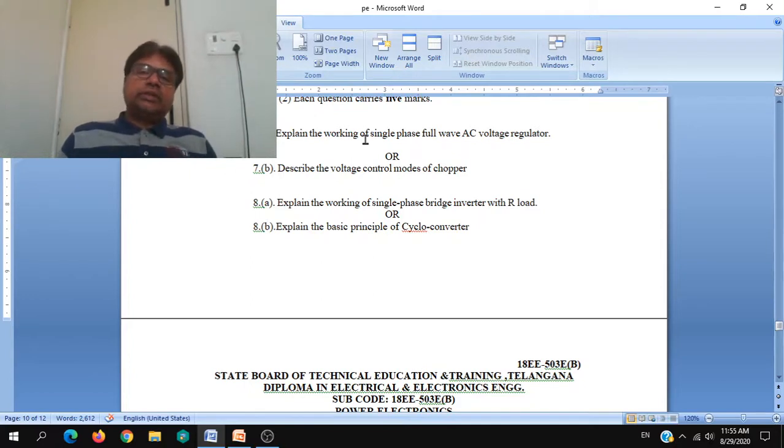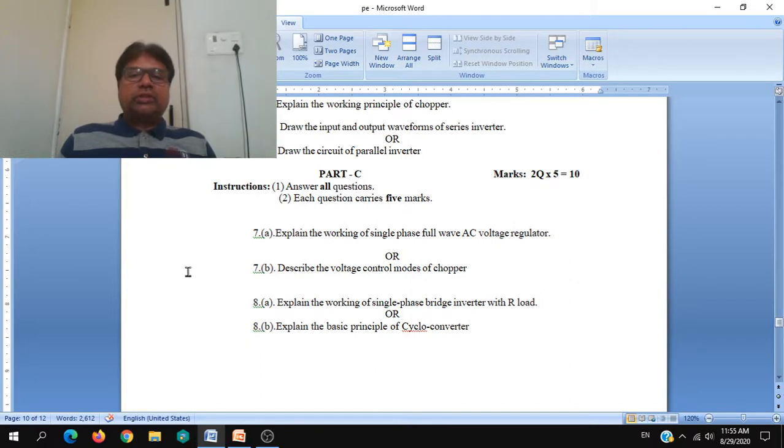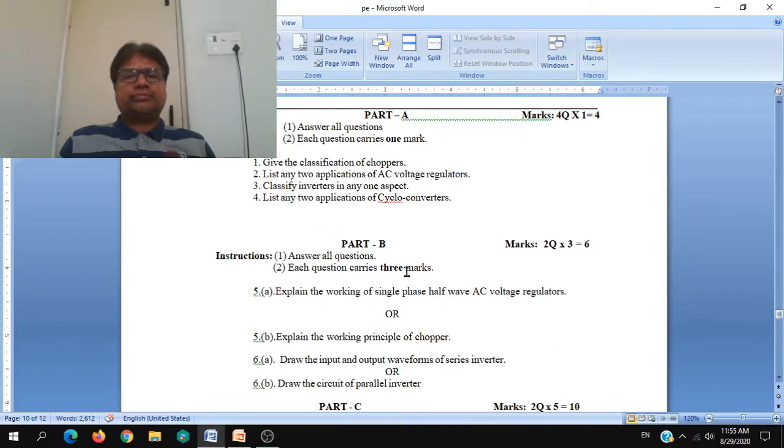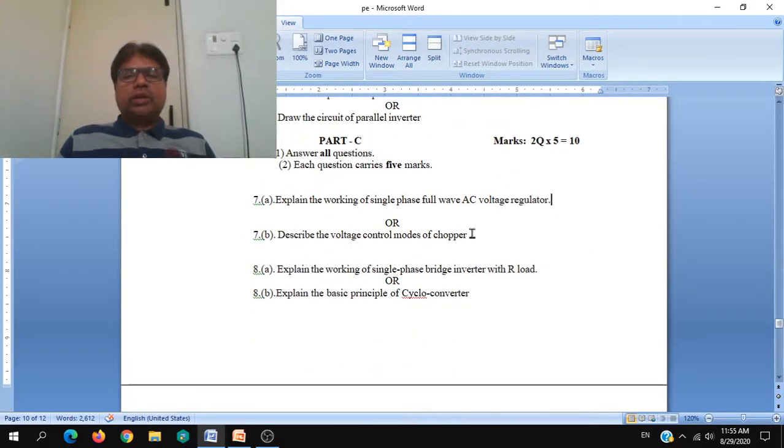From the third unit, that is AC voltage regulators and choppers, 7A or 7B, you can answer either of the questions. Likewise in the eighth question also. So coming to the seventh question, part C, where you have to explain the things elaborately for 5 marks. Explain the working of single phase full wave AC voltage regulator. Next, describe the voltage control modes of chopper. We'll go through the answers one by one.